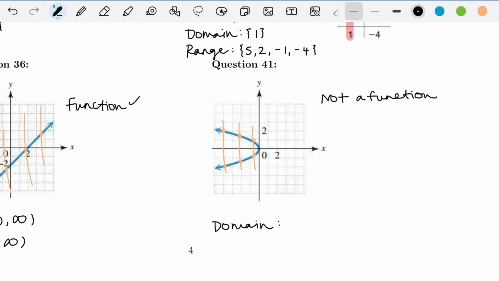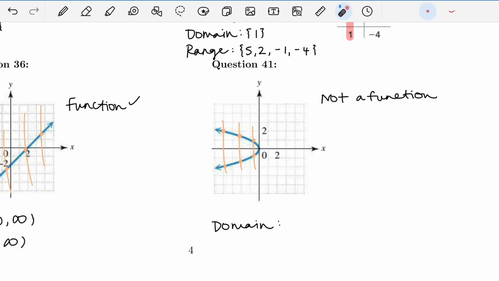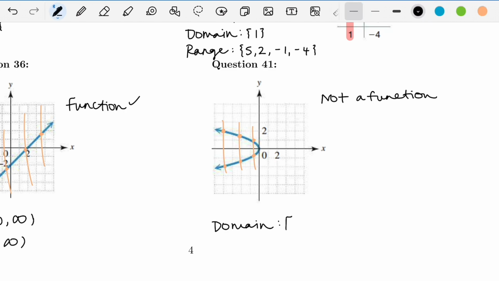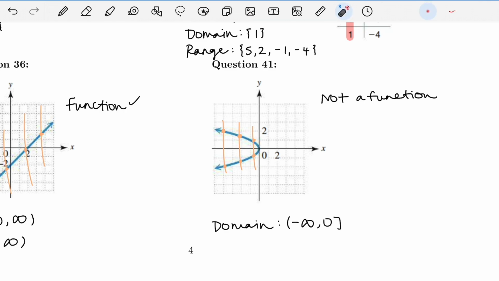So the domain here is going to be all of the possible input values. Now notice that this graph here, we're starting at x is equal to 0, and then all of the possible input values are moving in this direction here. So that's just going to be all of these negative x values. So our domain is going to be from negative infinity up to 0. So all of these positive x values are not going to be part of this domain.